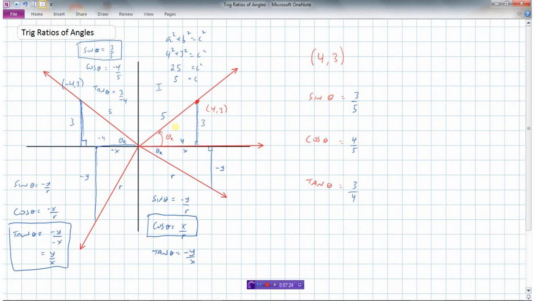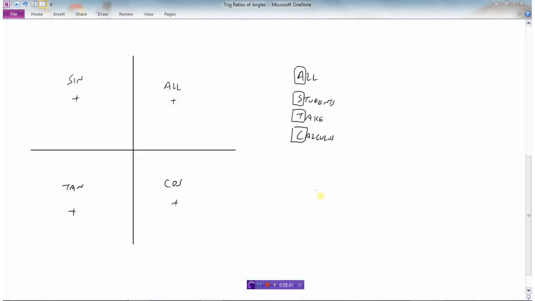So in quadrant 1, they're all positive because all of the sides of the triangle will be positive. In quadrant 2, it's the sine that's positive. In quadrant 3, it's the tan that's positive. And in quadrant 4, it's cosine that ends up being positive. So this can all be summarized this way. In the first quadrant, all of the trig ratios are positive. In the second quadrant, it's only sine that's going to be positive. In the third quadrant, it's only tan that's going to be positive. And in the fourth quadrant, it's only cosine that's positive.